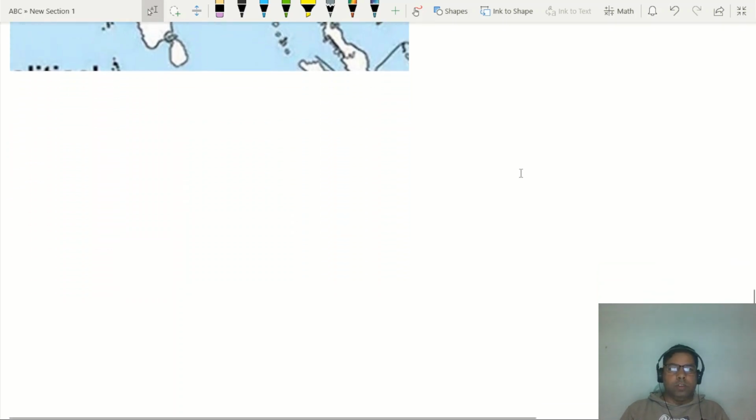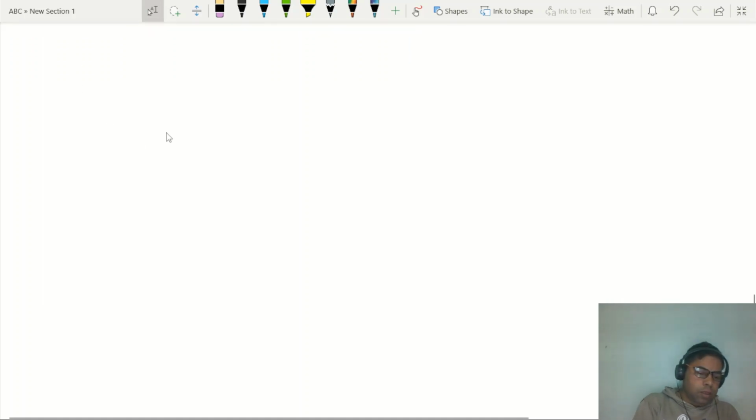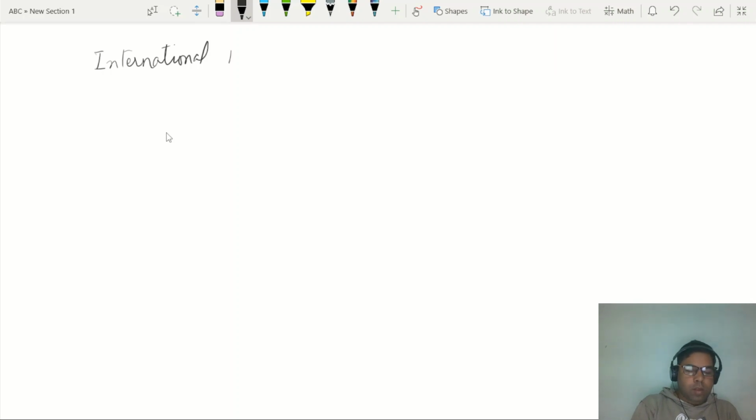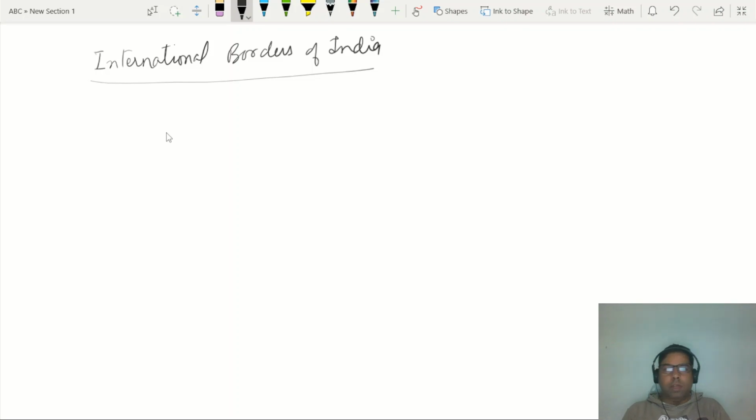So we'll start the session with the international borders of India. So we will go first with some basic information about it. Then we will go for the further details of the international border of India. So let us take it first. The international border of India.